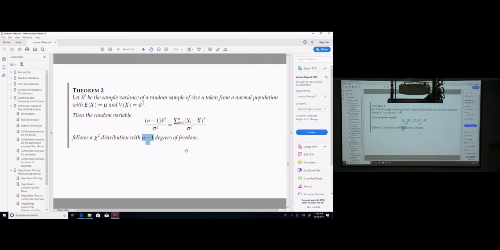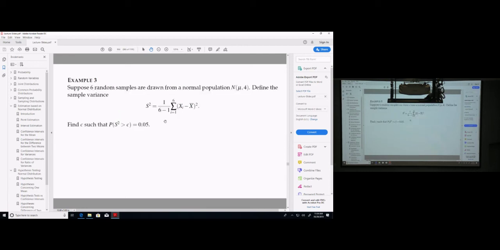Okay, and that is why we wanted to introduce the chi-square distribution, because now if we know the distribution here, we can answer probability statements about S squared. This is the example here. Suppose 6 random samples are drawn from a normal distribution, N(mu, 4). Actually, we do not even need to know mu, because the sample variance makes no use of the mu, so we can keep mu as unknown, all right?